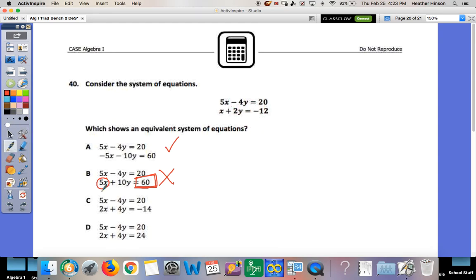The last one, C, they changed it to 2x, so they multiplied by 2. 2 times x is 2x, 2 times 2 is 4y, 2 times -12 is -24. Did they do that one correctly? No, because they got -14, which is wrong. The last one, they changed it to 2x as well. So it's the same problem, but why is that one wrong? Because they put +24, and it's supposed to be negative. So that's why that one's wrong. So your answer is definitely A.